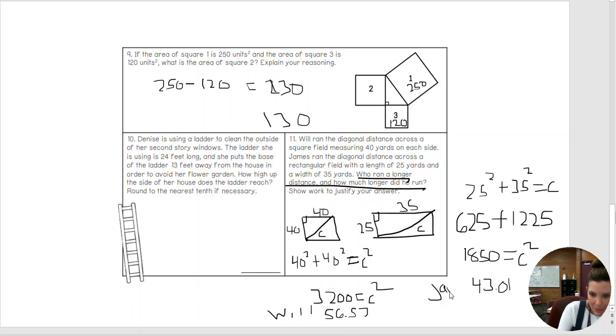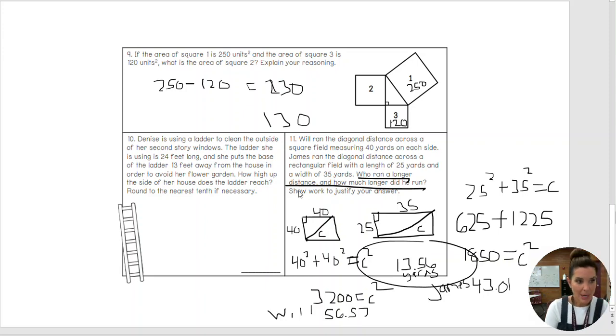So now we can answer the question when it says, who ran a longer distance? Well, that's going to be Will. And then how much longer did he run? So if we take the 56.57 and we minus the 43.01, we get 13.56. 13.56, and we want to say yards.